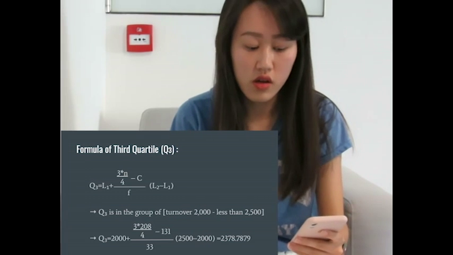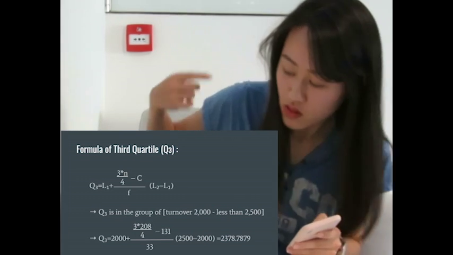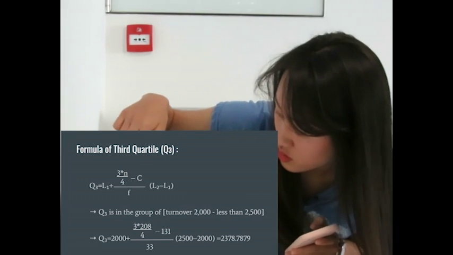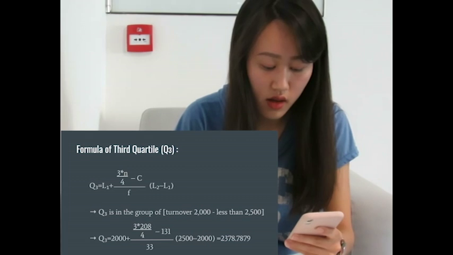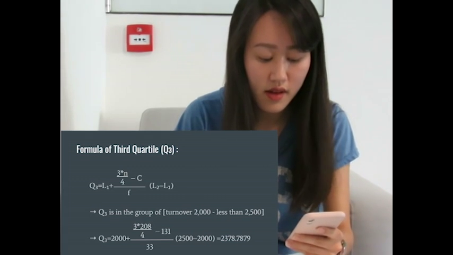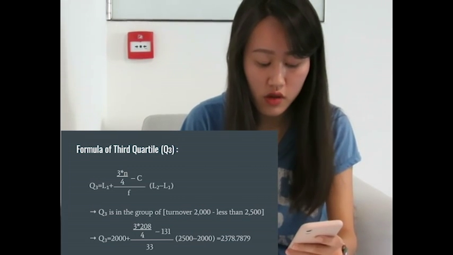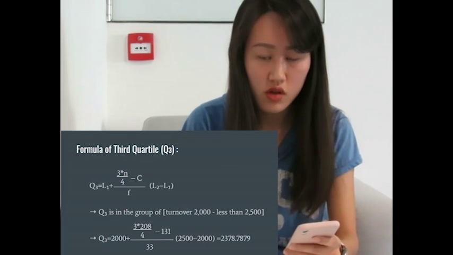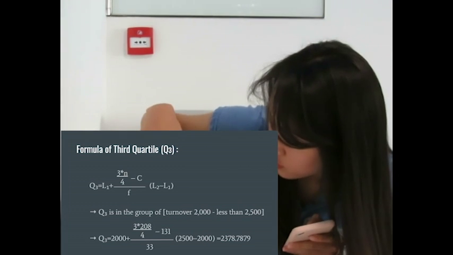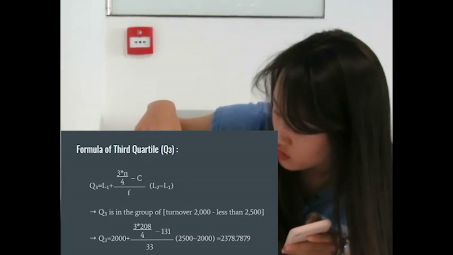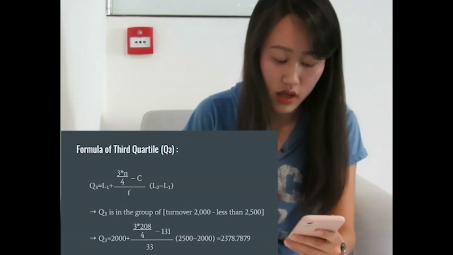So here comes the formula of the third quartile. So this is the third quartile formula, and we have to add the L1, which means the lower class boundary of the class which contains the third quartile, and the L2 means the higher class boundary of the class that contains the third quartile.